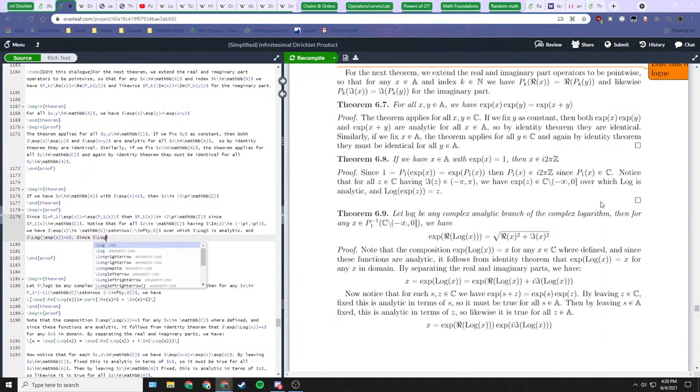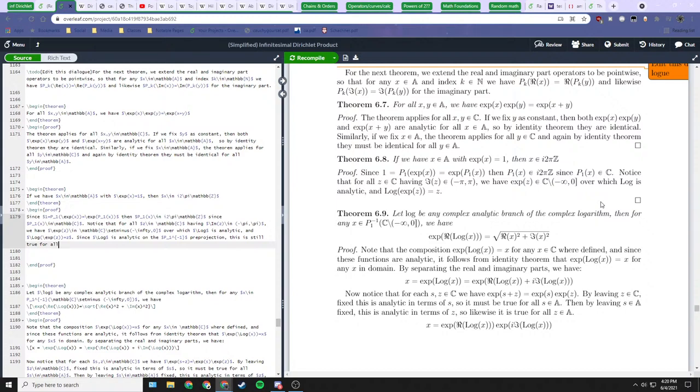Since log is analytic on the p1 inverse pre-projection, this is still true for all z in A having the imaginary part of P1 of z in minus pi to pi.